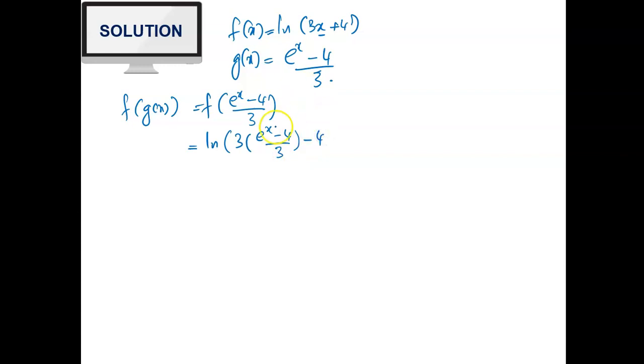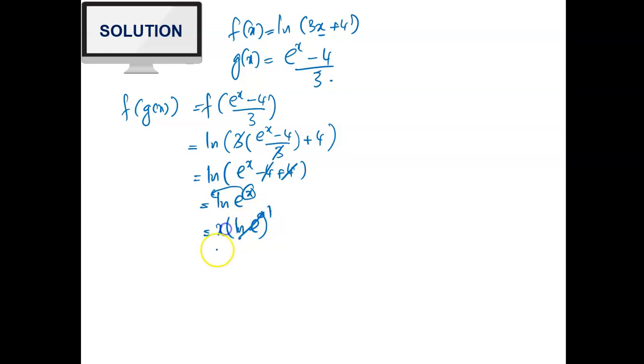minus 4. Okay, plus 4 here. Okay, so 3 divided by 3, then you get 3 e to the power of x minus 4 plus 4. So 4 minus 4 equal to 0. Then natural log of e^x, bring the x in front here. So x natural log of e, where natural log of e equal to 1. 1 multiplied with x equal to x.